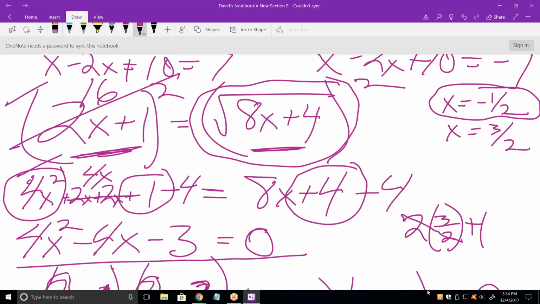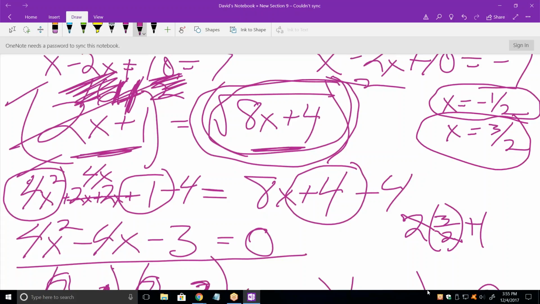Now plug in 3/2 into this side. Oh, excuse me. That's not 16. That is 4. I had squared on both sides there. But it's 4 that's going to be equal. And when I plug in 3/2, I get 12 plus 4, which is 16. The square root of 16 is 4. So both of these solutions do work.